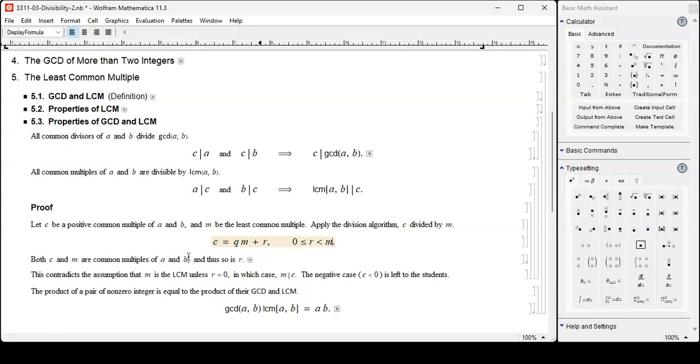So upon the division algorithm, C is some quotient times M, Qm, plus R, where R is greater than or equal to 0 and strictly less than M. Does strictly less than M ring a bell? It should already ring a bell, because M is defined as the least common multiple. Something is less than M. Already there is a kind of setup for proof by contradiction.